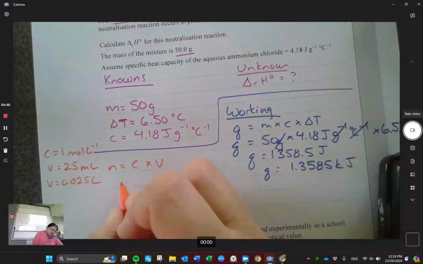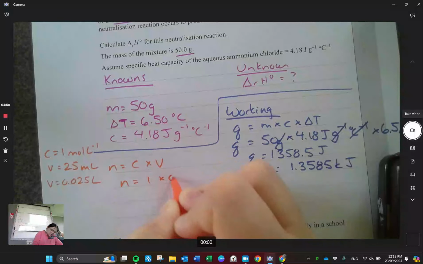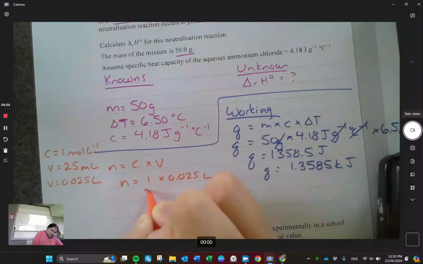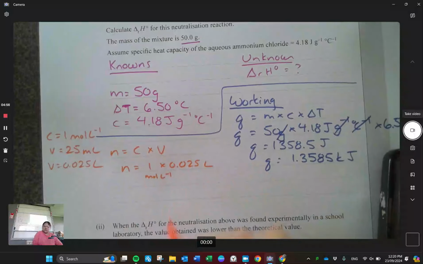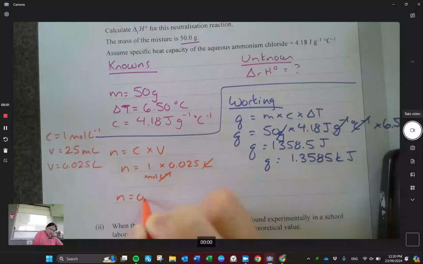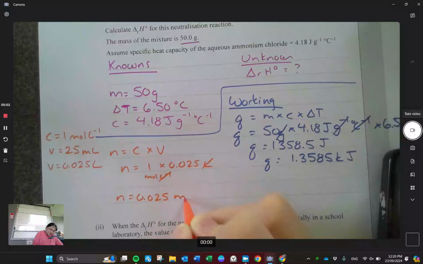And now I can start plugging everyone in. N equals 1 times 0.025 liters. Oh, I should write down my units. I see that that cancels out with that. So I get N equals 0.025 moles.